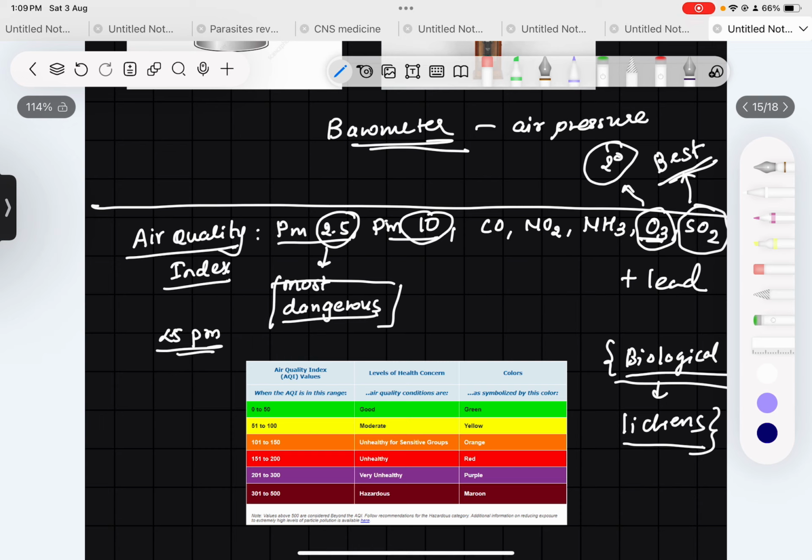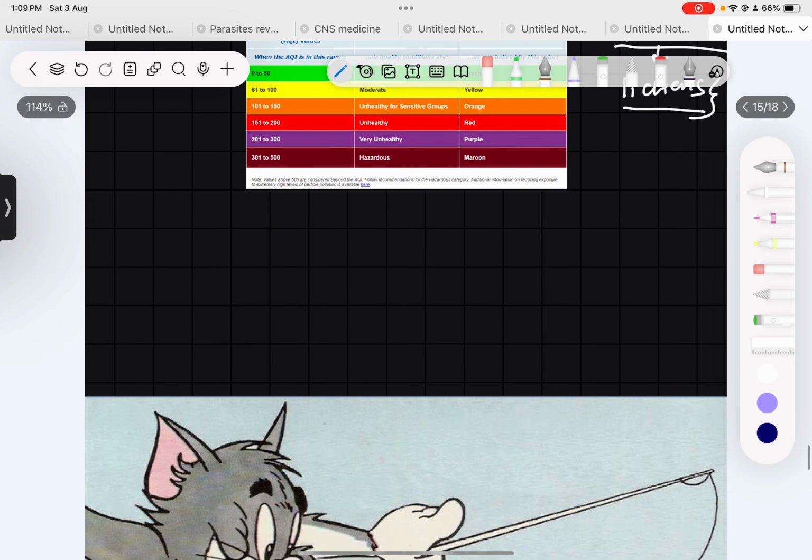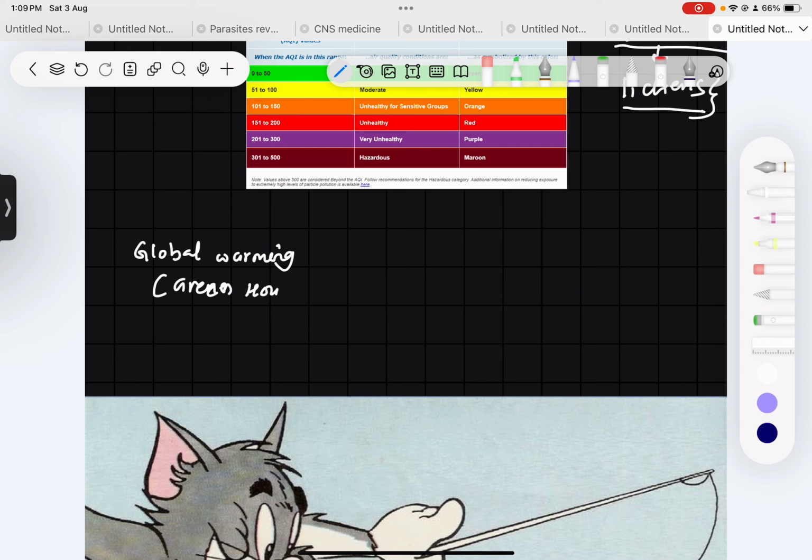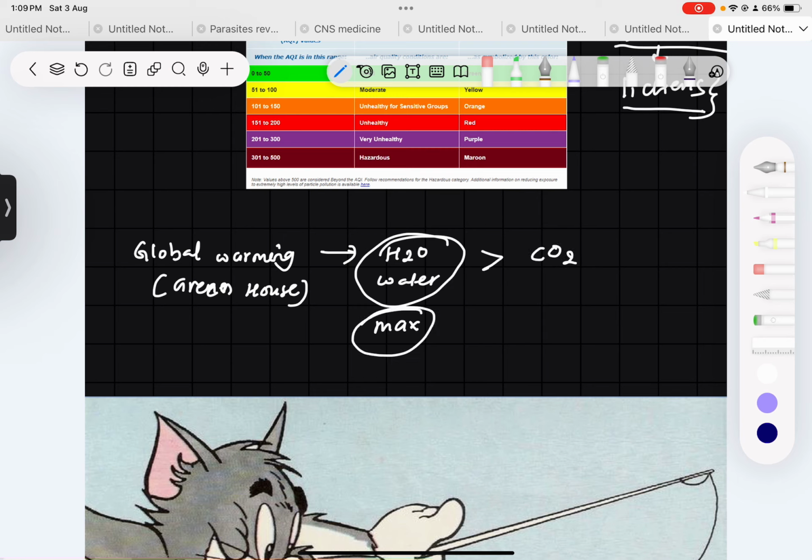So this is the most dangerous one. Ozone is a secondary pollutant. SO2 is overall the best indicator for air pollution. And now about global warming, or the greenhouse effect. H2O, water vapor, has the maximum greenhouse effect, then carbon dioxide is second.